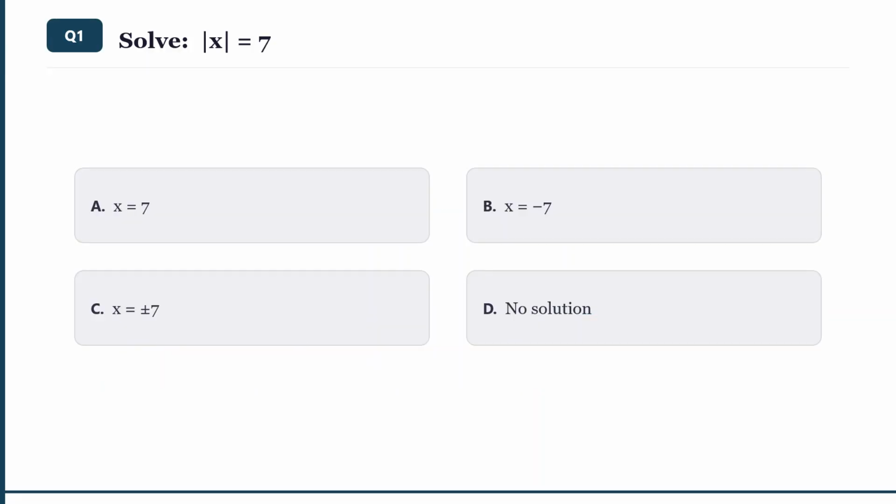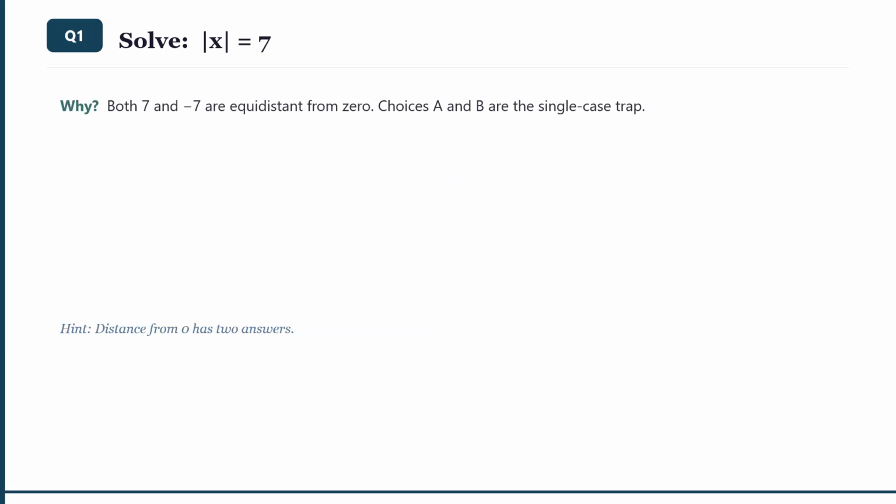Question 1. Solve. The absolute value of x equals 7. Pause. The answer is x equals plus or minus 7. Both 7 and negative 7 have absolute value 7. They are equidistant from 0. Choices A and B individually are the single case trap, where students write only one branch of the case split and lose the other half of the answer. D rules out the existence of solutions, but distance equal to a positive number is always achievable in two directions.